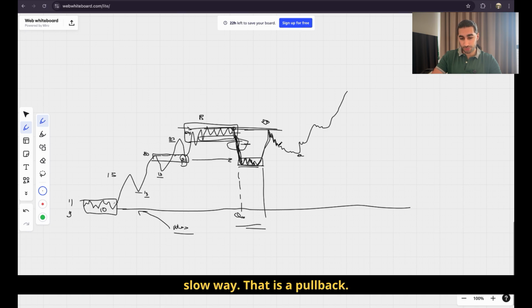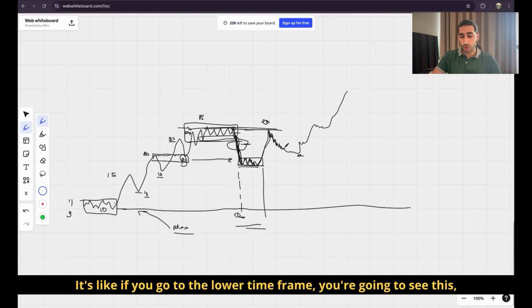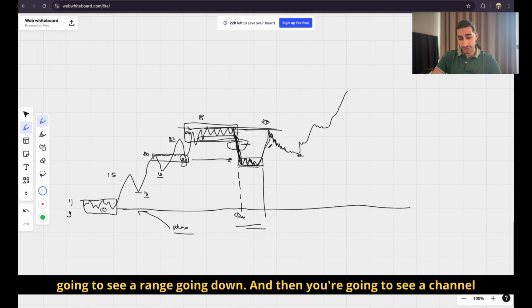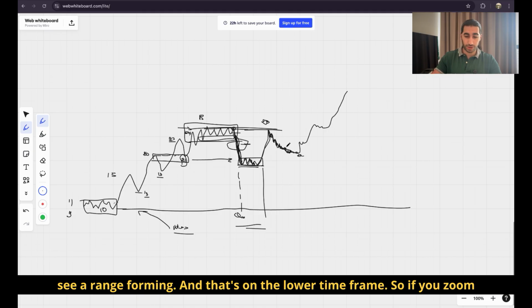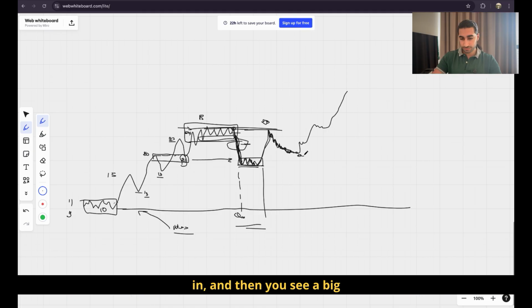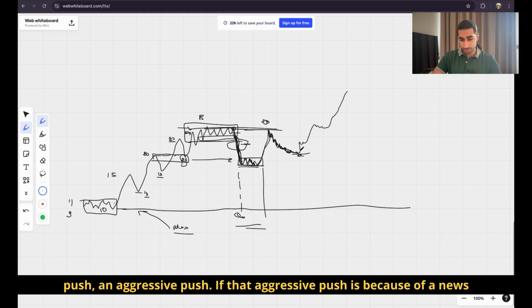That is a pullback. If you go to the lower time frame, you're going to see this, but inversely. You're going to see a range going down, then a channel forming, then a trend going down, then a channel forming, and then a range forming on the lower time frame. So if you zoom in, you see a big, aggressive push.